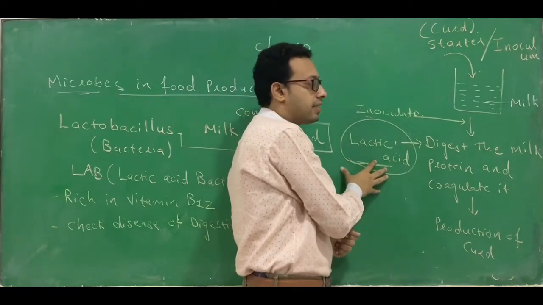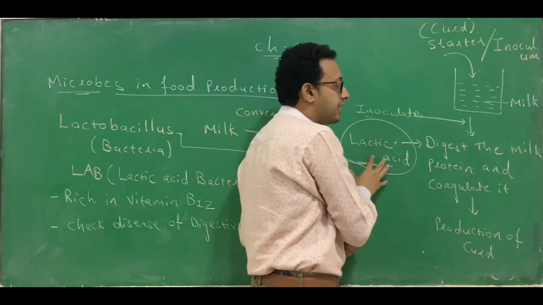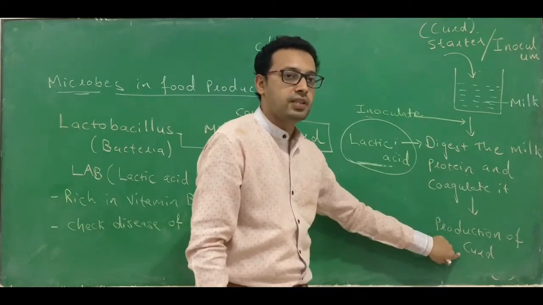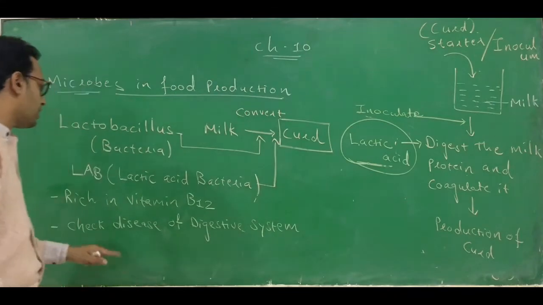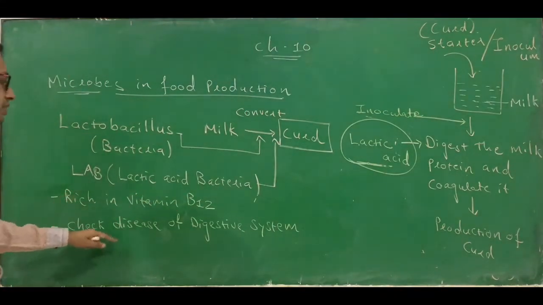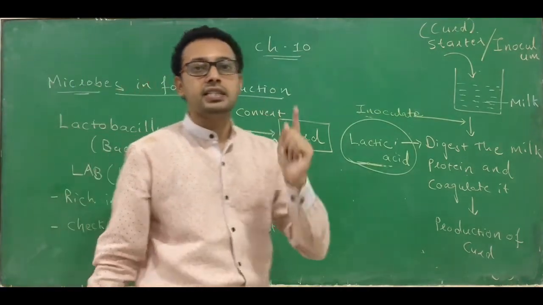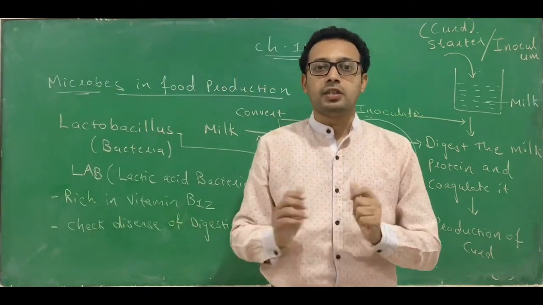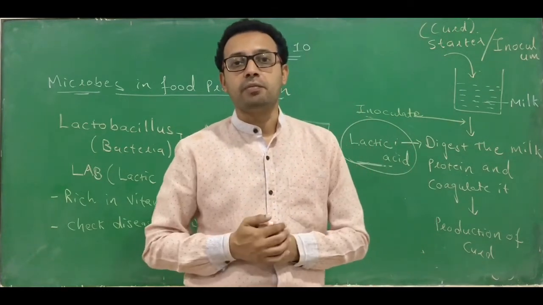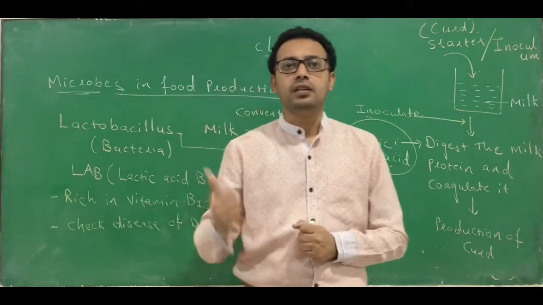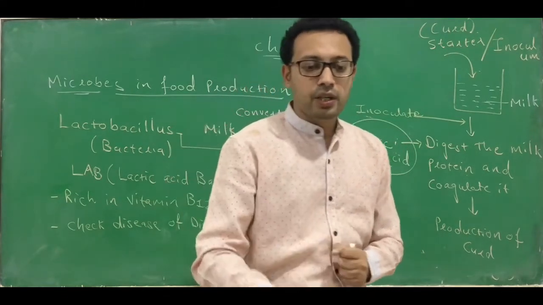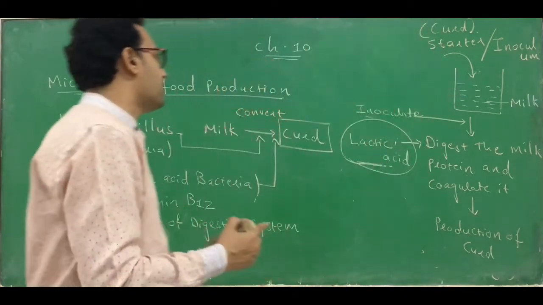Lactic acid bacteria generate lactic acid. Lactic acid digests the milk protein and coagulates it, and that leads to the production of curd. This curd is rich in vitamin B12, and the bacteria present in this curd check disease of the digestive system, or prevent infection of the digestive system. So this is the first food product that is prepared from microbes. Now I move ahead with another product which you can prepare from microbes.